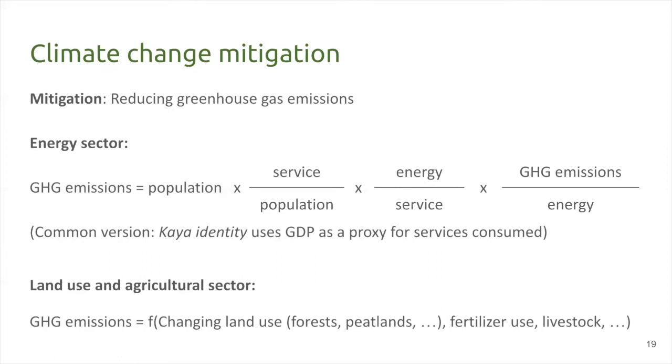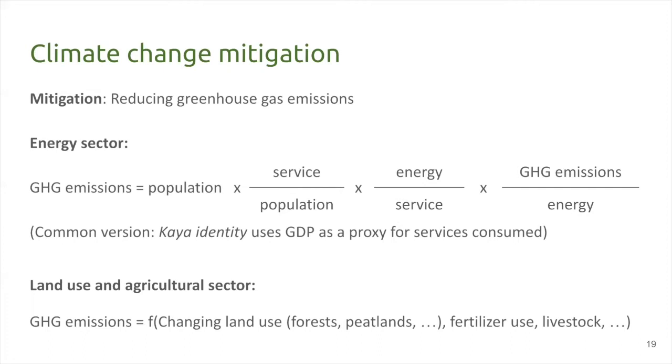For the energy sector, we have factorized these greenhouse gas emissions in this equation here. The different factors are population, service per population, energy per service, and greenhouse gas emissions per energy. The population term is not commonly addressed in climate change mitigation strategies, so we are going to focus on the latter three terms. This equation is very similar to the Kaya identity, which uses GDP as a proxy for services consumed.